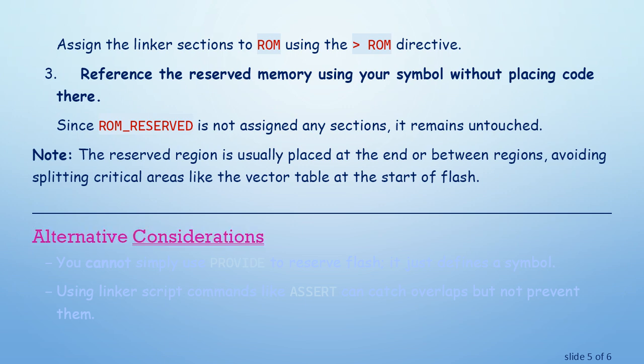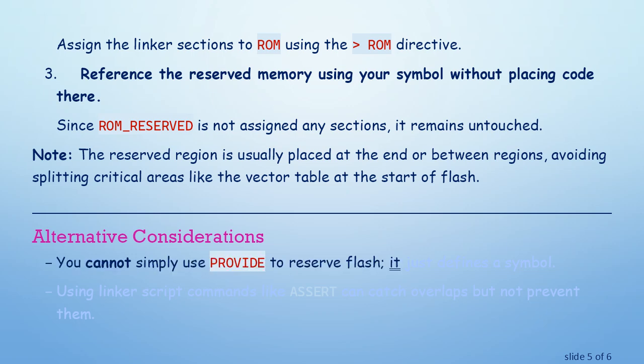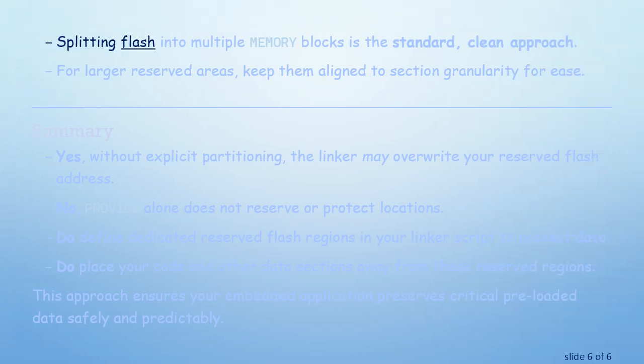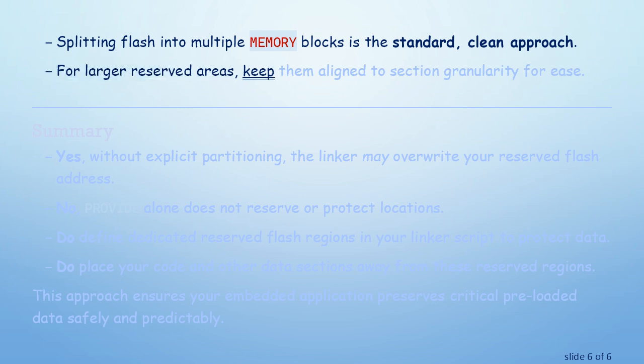Alternative considerations. You cannot simply use PROVIDE to reserve flash, it just defines a symbol. Using linker script commands like ASSERT can catch overlaps but not prevent them. Splitting flash into multiple memory blocks is the standard, clean approach. For larger reserved areas, keep them aligned to section granularity for ease.